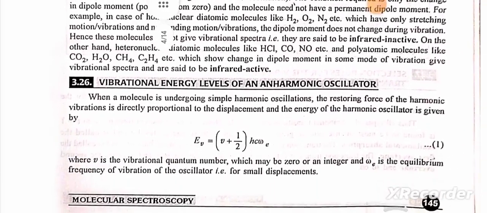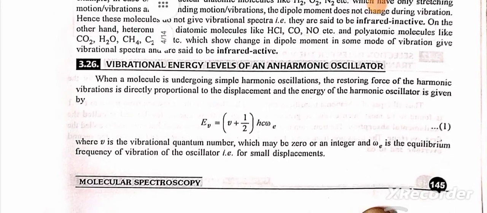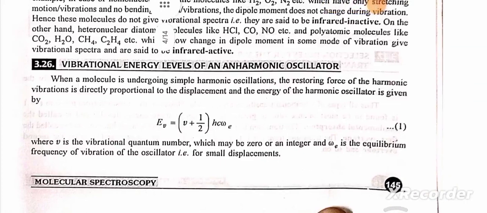Vibrational energy levels of an anharmonic oscillator. When a molecule is undergoing any simple harmonic oscillation, the restoring force of the harmonic vibrations is directly proportional to the displacement, and the energy of the harmonic oscillator is given by this, where v is the vibrational quantum number, which may be 0 or an integer, and omega e is the equilibrium frequency of vibration of the oscillator, such as for small displacements.